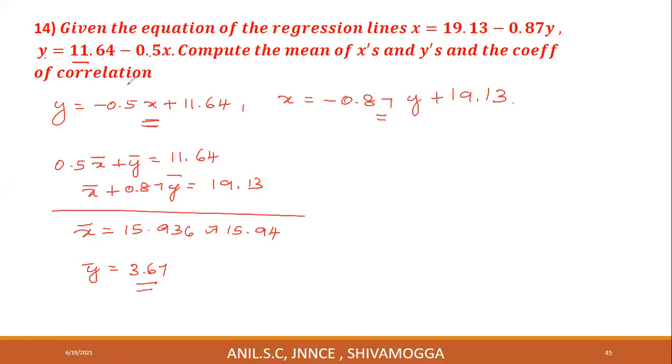Next, what is required? Coefficient of correlation. That means r is to be determined. And we know that r is given by the square root of coefficient of x into coefficient of y. Here, coefficient of x is 0.5 and coefficient of y is 0.87. Both the coefficients are negative, therefore r must be negative. Just calculate this.